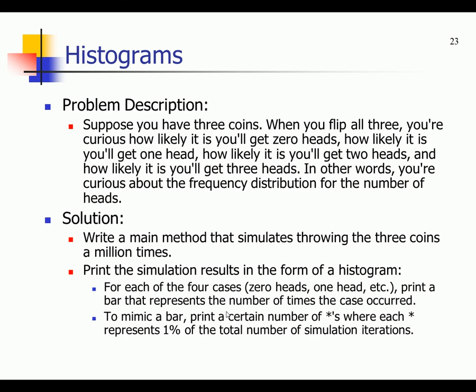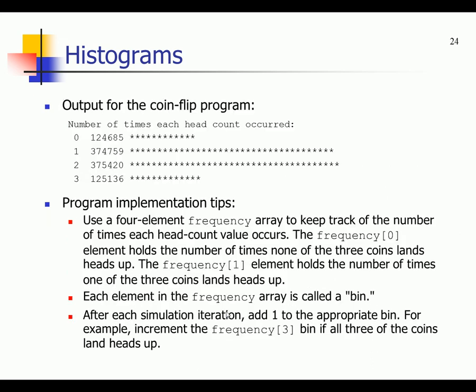Okay, problem description. Suppose you have 3 coins. When you flip all 3, you're curious how likely it is you'll get 0 heads. How likely is it you'll get 0 heads? How likely is it you'll get 1 head? And so on and so forth. Okay? It says write a program that simulates throwing 3 coins 1,000,000 times. Wow, that's going to suck. Okay? For each of the 4 cases, 0 heads and so on, print a histogram. So let's look at what he came up with.